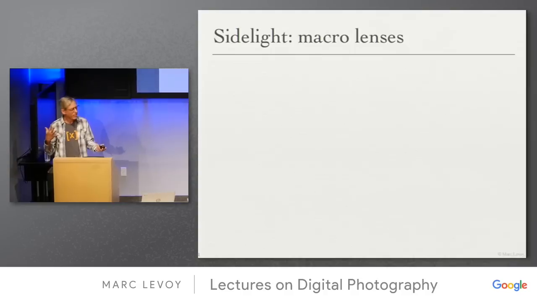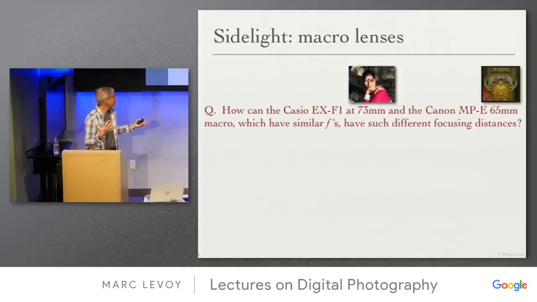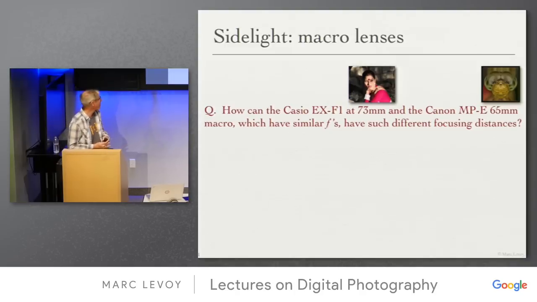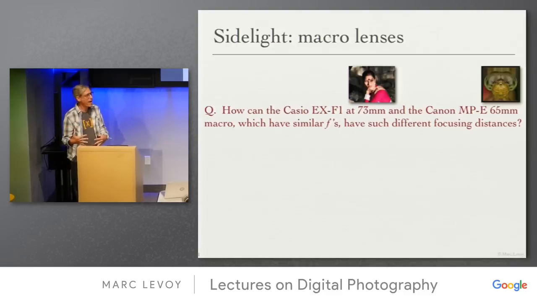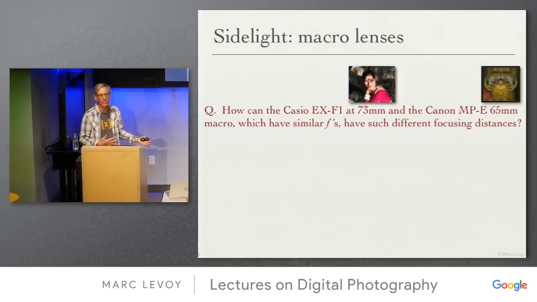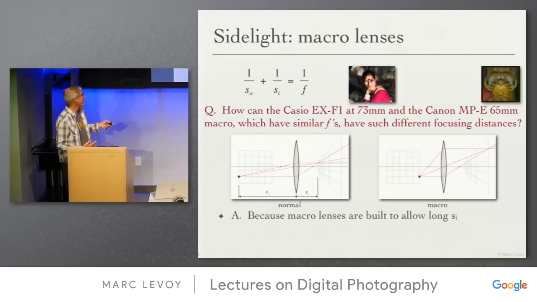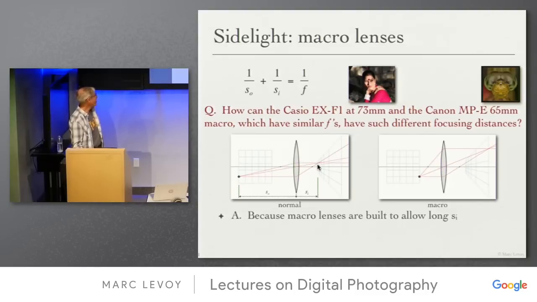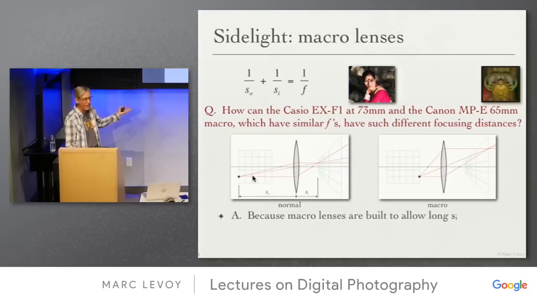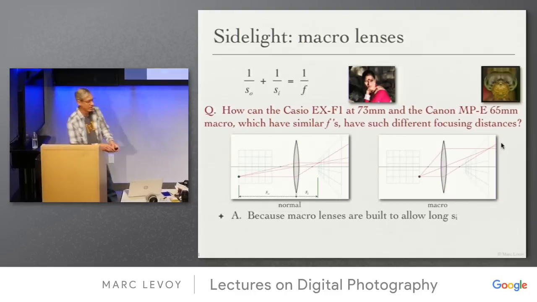So something should be kind of confusing you already. I call that the MP-E is a 65 millimeter macro lens, and the Casio EX-F1 was at 73 millimeters, almost the same focal length. But one was a macro lens and one was not a macro lens. So what's with that? And the answer is that they are built to have much different image distances and therefore object distances. So if we just apply the Gaussian lens formula, a normal lens will have a small image distance and a long object distance. Now these are just snapshots out of my applet. But the macro lens is built to have a very long image distance.